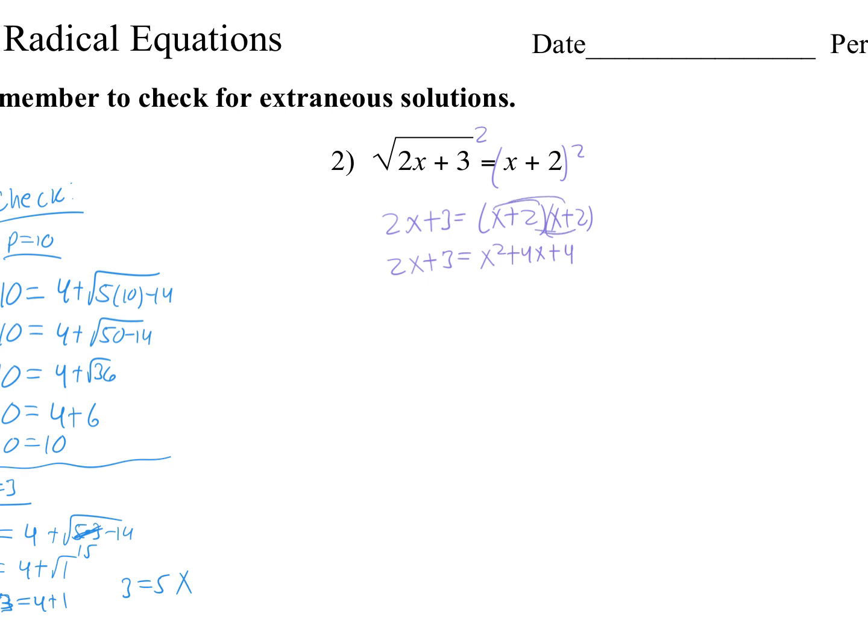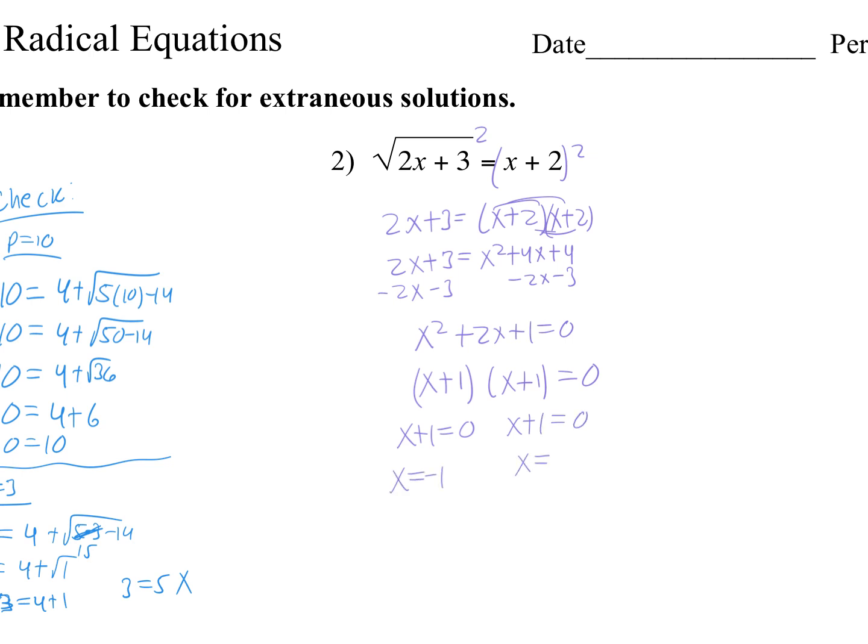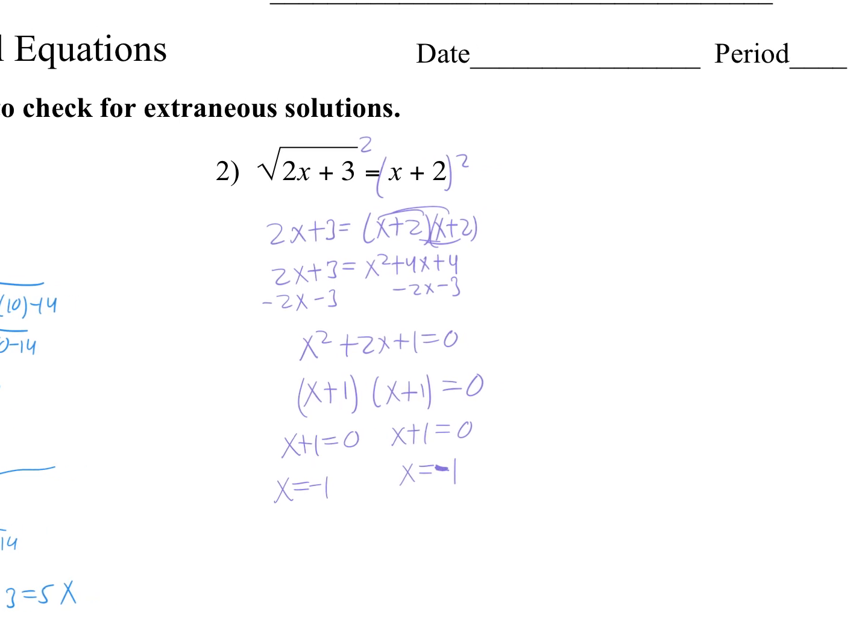And then we can get everything to one side, set it equal to 0. We can subtract 2x and subtract 3. And then we end up with x squared plus 2x plus 1 equals 0. And then we end up with x plus 1 and x plus 1. So thankfully here we get 2 of the exact same answer. Because if I do x plus 1 equals 0 and x plus 1 equals 0, then you end up with x equals negative 1 twice. So I really only need to check it once just because there's one answer that shows up twice, right?